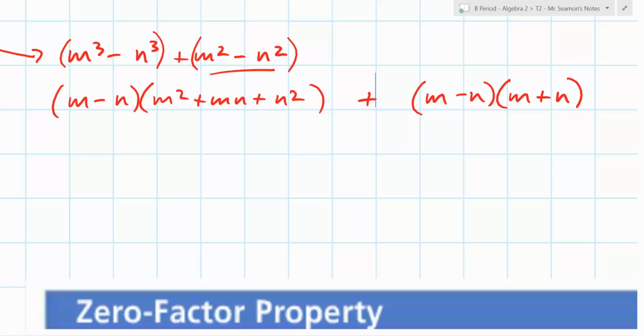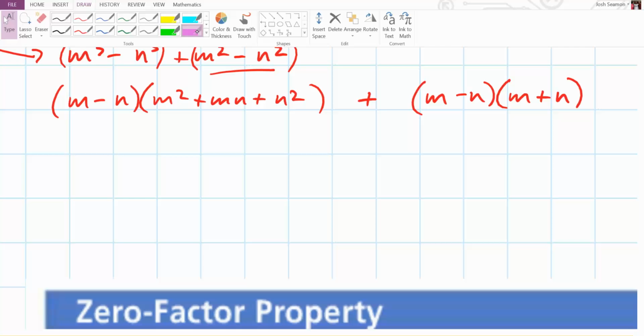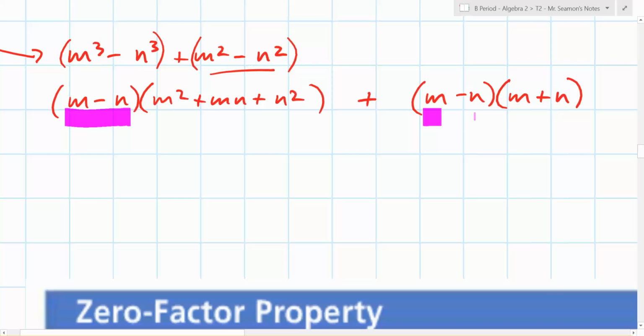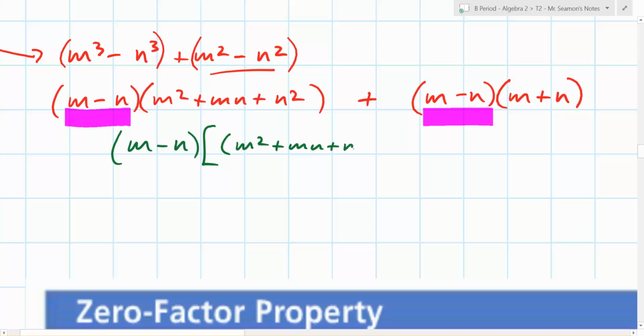Now here's the thing. What's in both of these things? M and n. And this is where I have to be real careful. This is in both. So what can we factor out? M minus n. So you have to be real careful at this point. Some people got real close to the proper answer. It's m minus n times what? M squared plus mn plus n squared plus what? M plus n. You have to factor out of both of them. You're pulling it out of both of them.